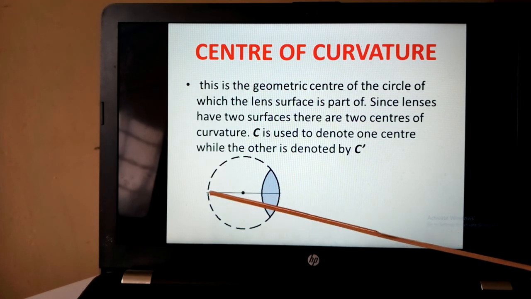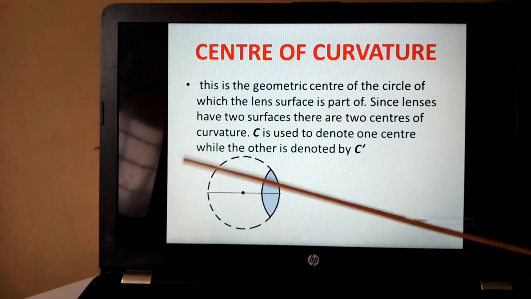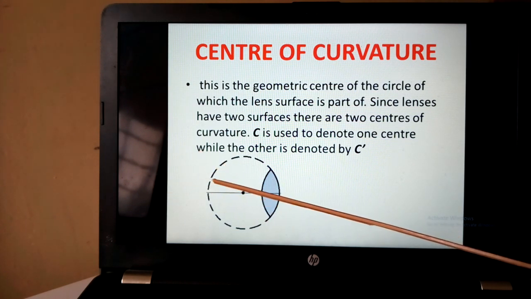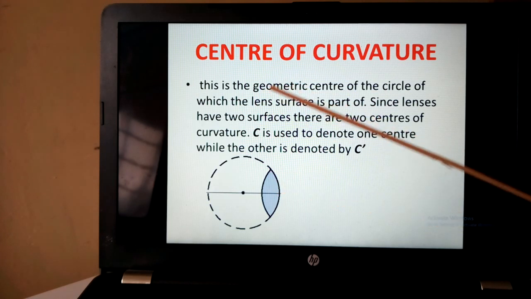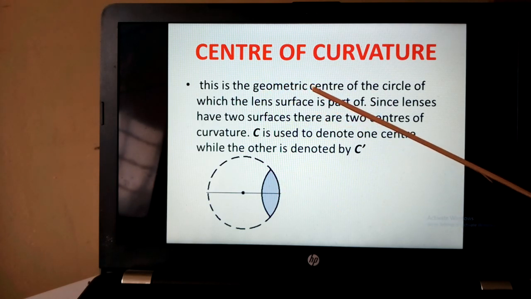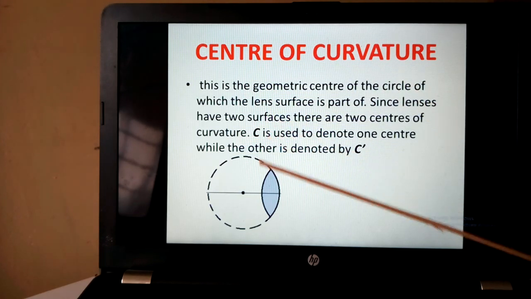When you have a chord, you have minor segment and major segment. So think of two minor segments put together. Now we are addressing the geometric center of the circle. That's why I've drawn this circle. It is a geometric center of the circle of which the lens surface is part.